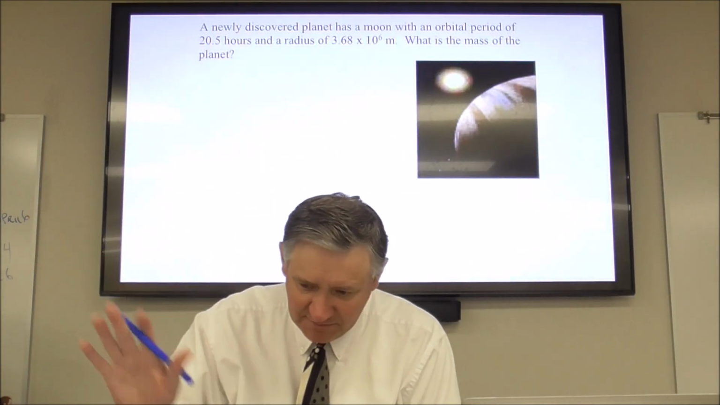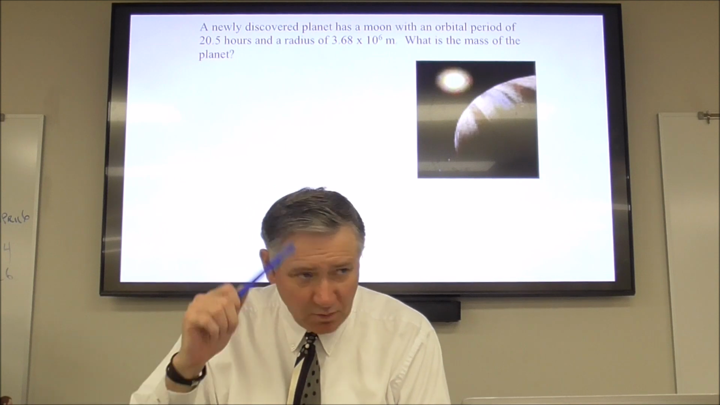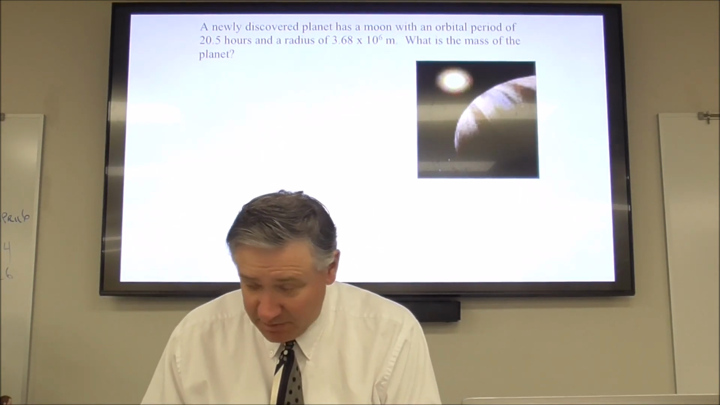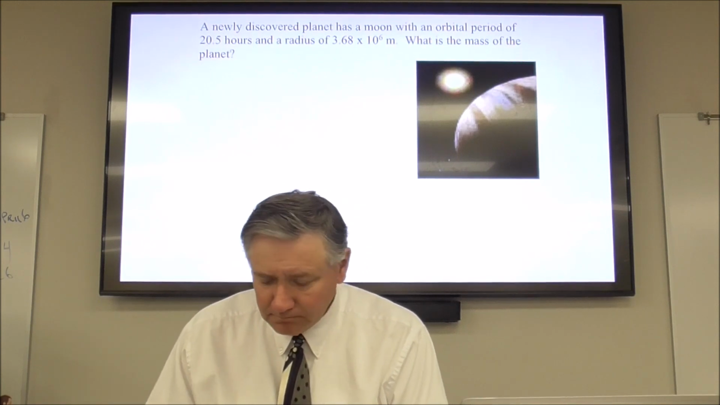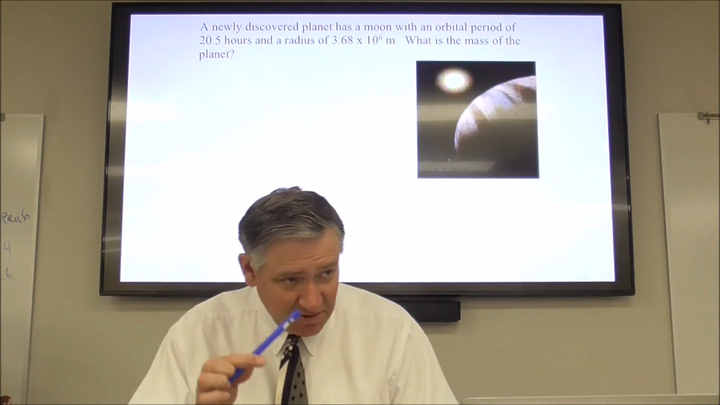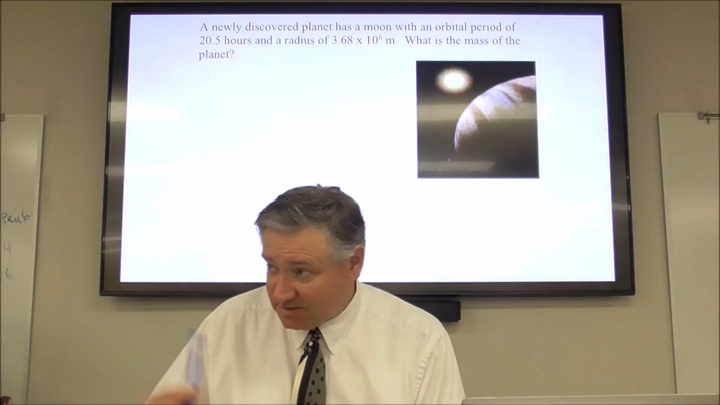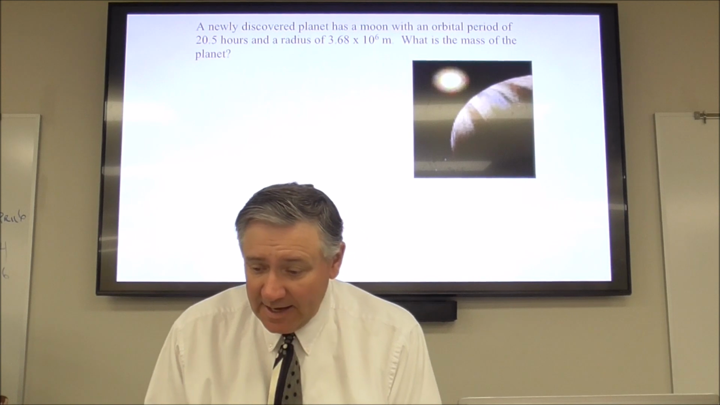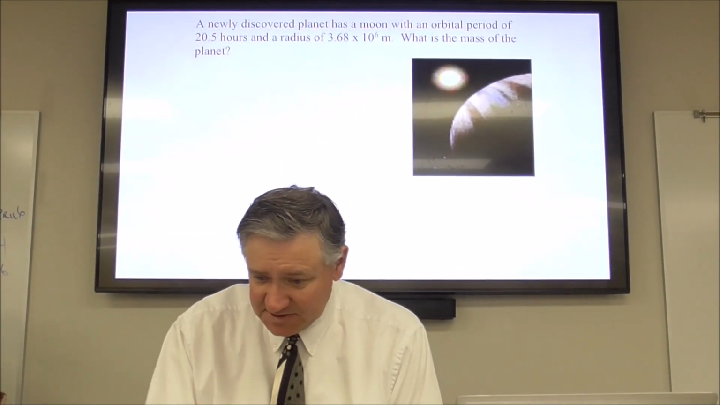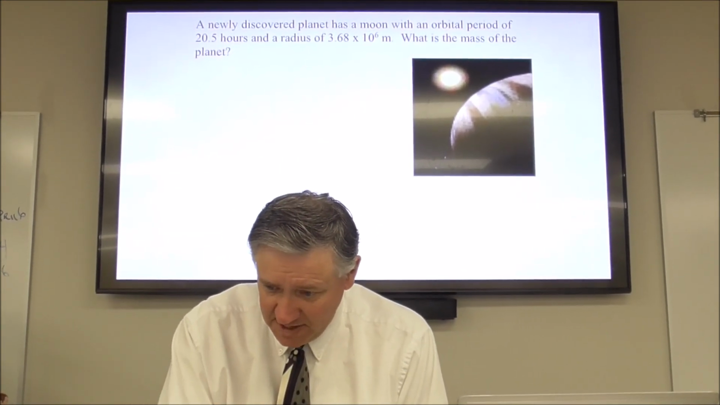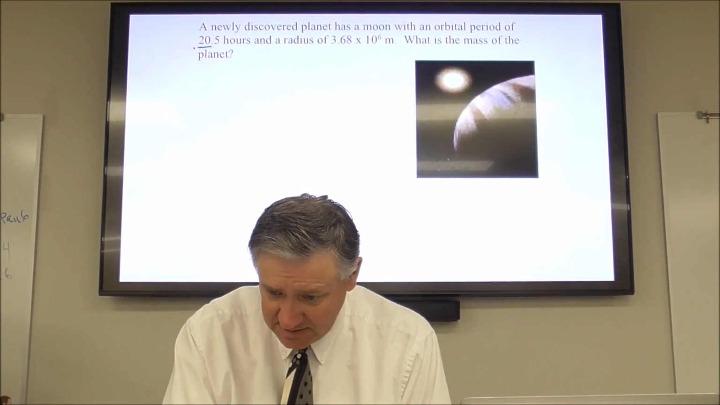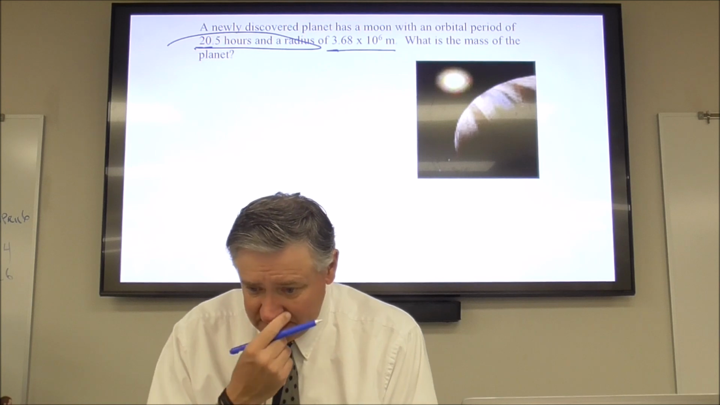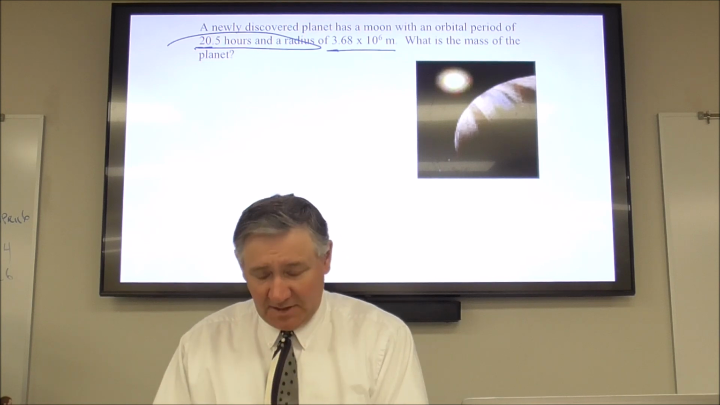So here's a typical problem. We're looking through one of the famous ones, called exoplanets, which are outside of our solar system. Actually, there's one named Kepler, because they use that to look for different planets. We make an observation and find it has a moon that has an orbital period of 20.5 hours. And here's the radius, and we want to figure out the mass of the planet.